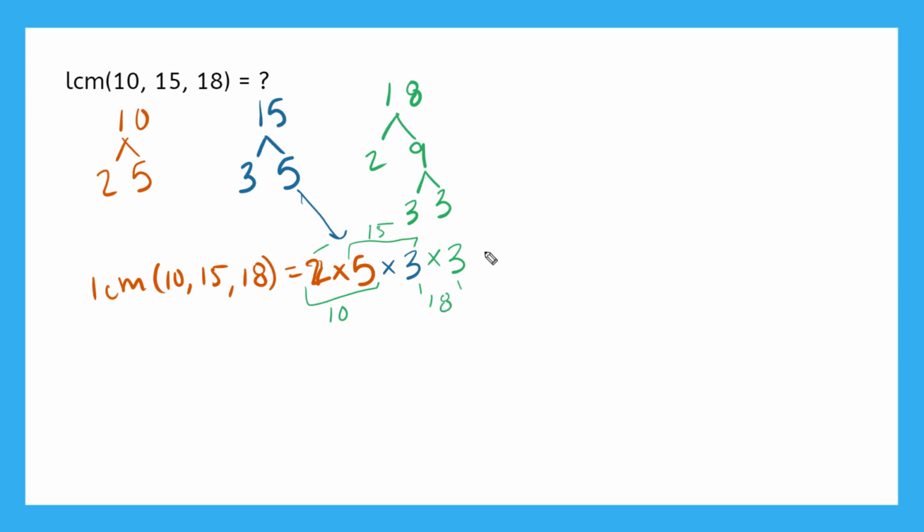So now all I have to do here is multiply across my prime factors. I have 2 times 5 is 10, and 3 times 3 is 9, and 10 times 9 gives me 90. So that means 90 is the smallest common multiple between 10, 15, and 18.